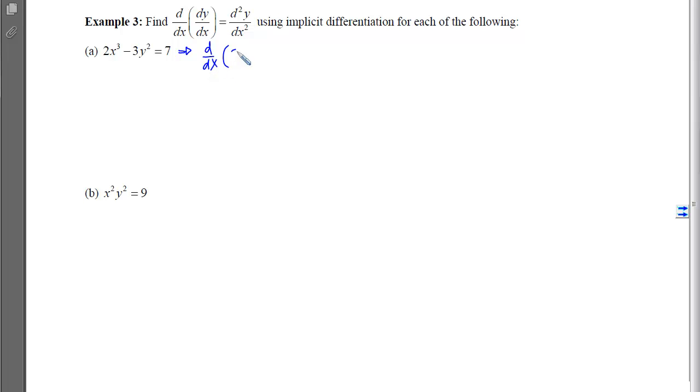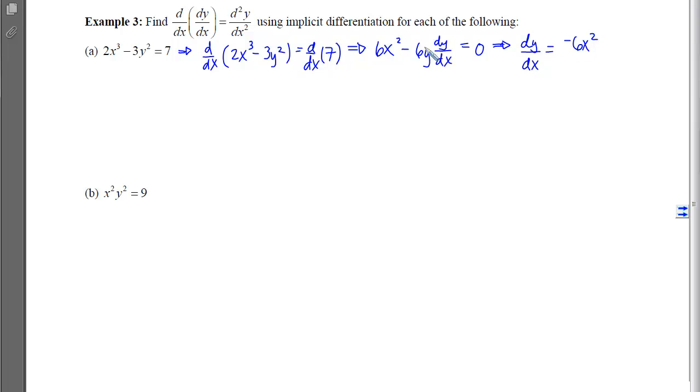So I apply that derivative operator to both sides of the equation. When I do that, on the left, I will get a 6x squared minus a 6y dy dx. And on the right, the derivative of a constant is simply 0. This one only has one term involving dy dx, so I can simply isolate it. Move the 6x squared to the other side and divide by the negative 6y. If we simplify, we end up with a positive x squared over y.